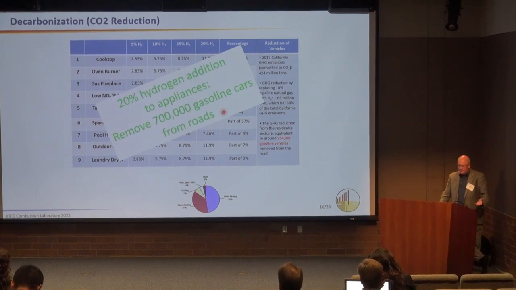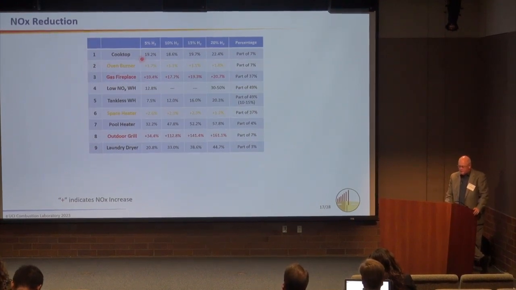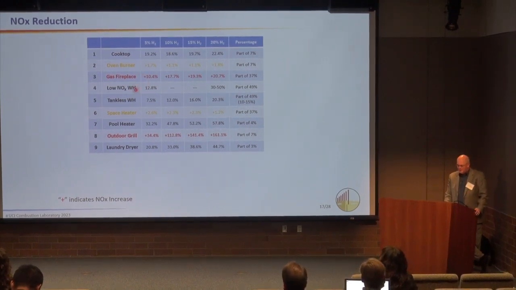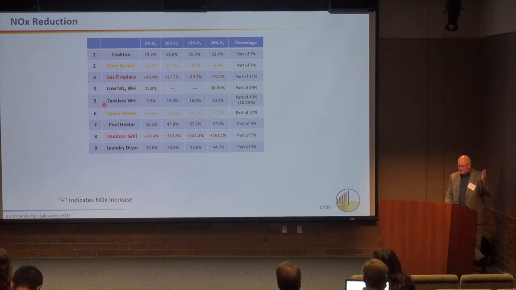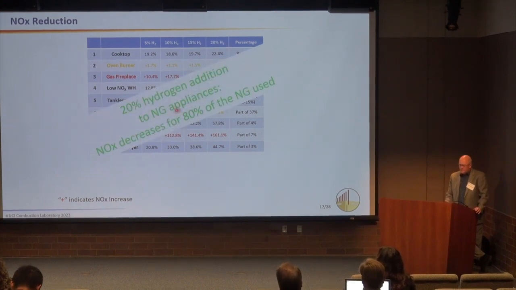What about air pollutants? Well, this is where things get a little bit trickier because for some of the devices we see a decrease in NOx. Other devices, there's a bit of an increase. But when you factor in the gas utilization, because remember, the water heating is the biggest use, if you weight these by the amount of gas actually used, what you see is that for 80% of that natural gas that's used, the NOx actually decreases.